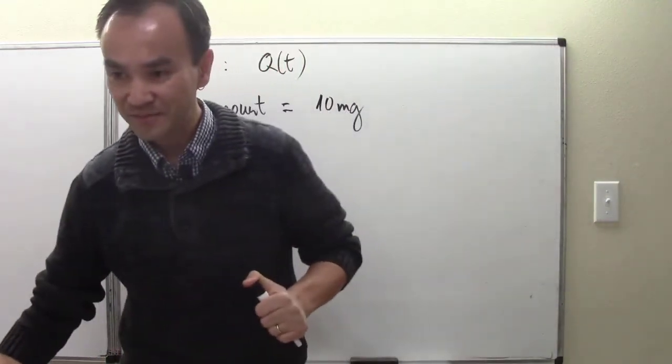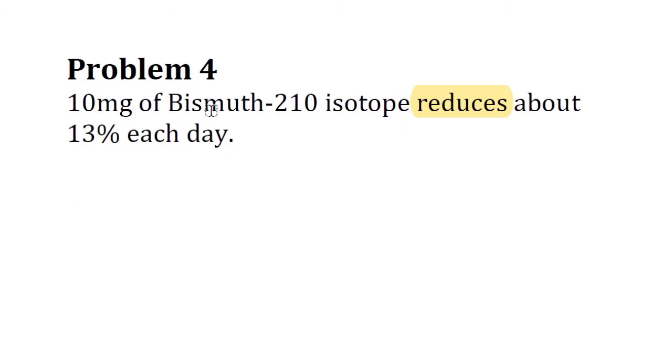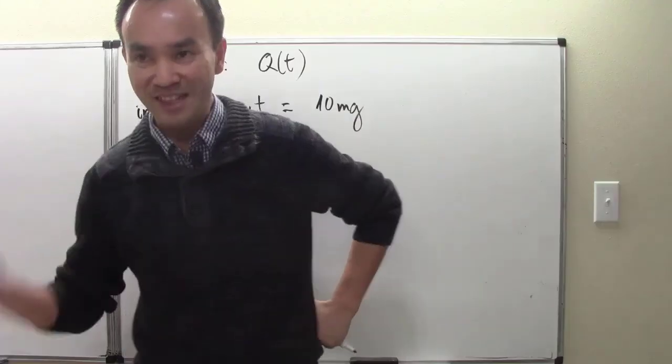The wording is making it clear that 10 milligrams of bismuth 210 isotope reduces about 13% each day. It may not even specifically indicate that this is the starting amount, but reading a question like this, we understand that it has to be a starting amount, and then from there on, whatever the day or instance is, 1 day later we're gonna lose 13% of that initial amount. 2 days later, we're gonna lose another additional 13% of the amount. And that's the idea.